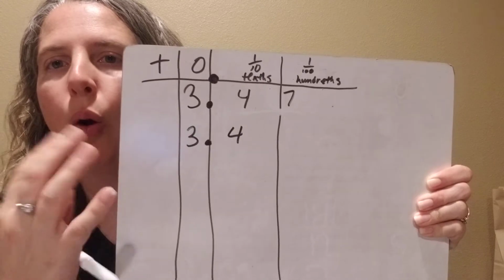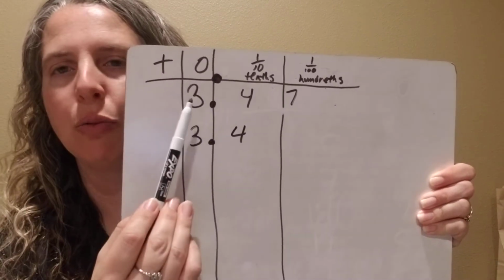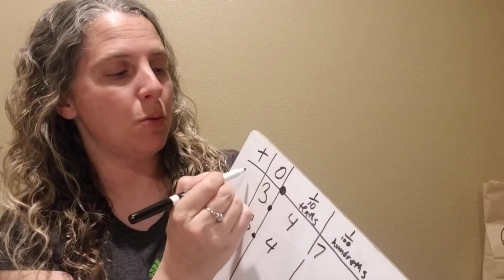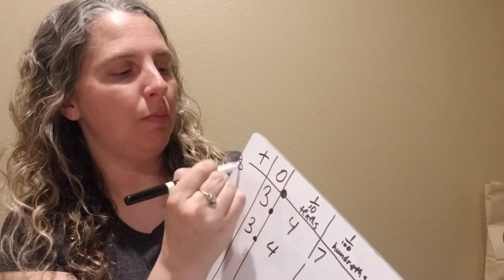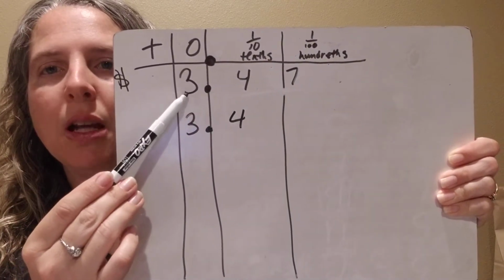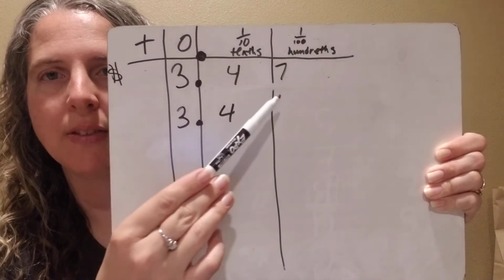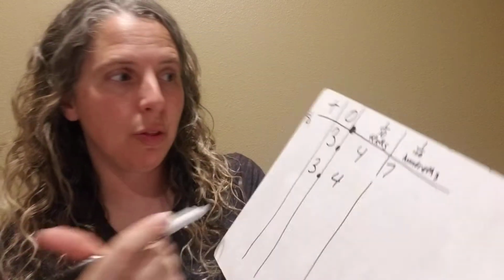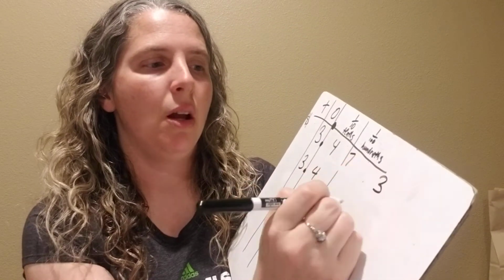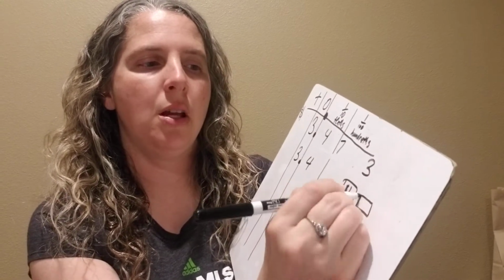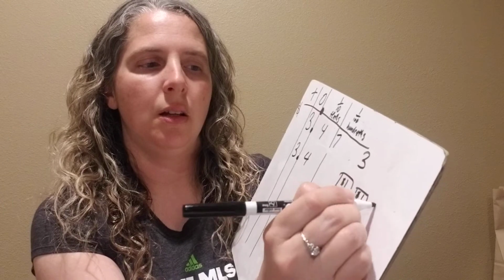So how many whole do I have? Let's just say I have 3. We'll use money. That may be the easiest way to understand it. If I have $3.47, how many whole dollars do I have? 3. So I would write 3. If I was going to draw it out, I'd have 3 $1 bills.